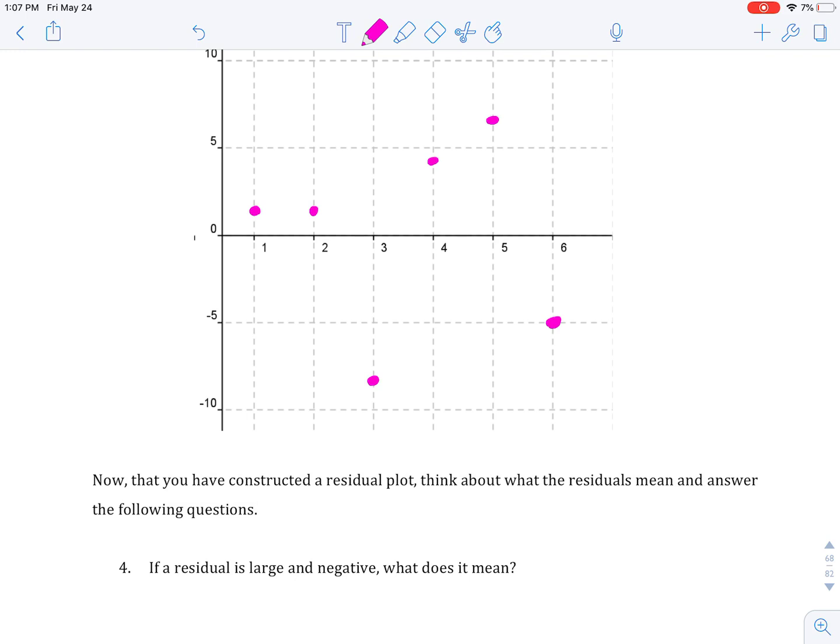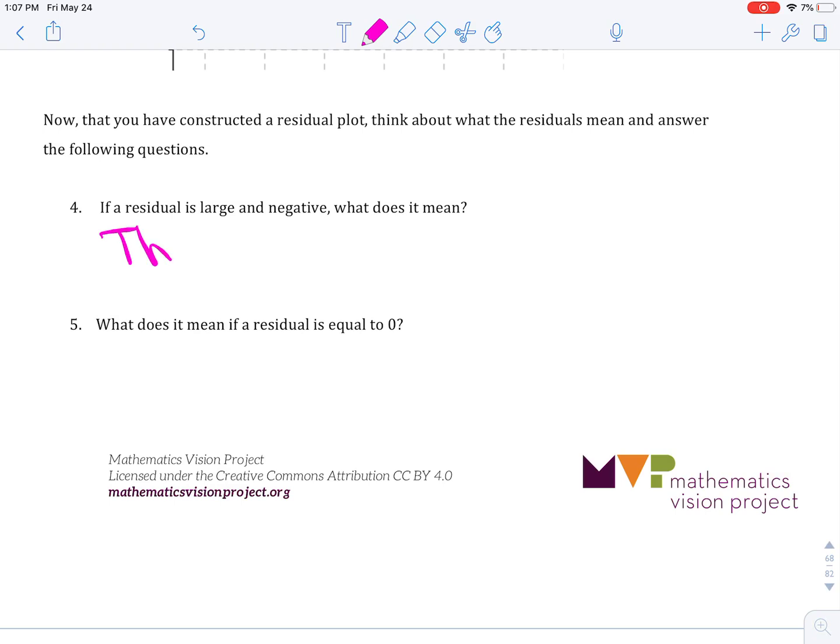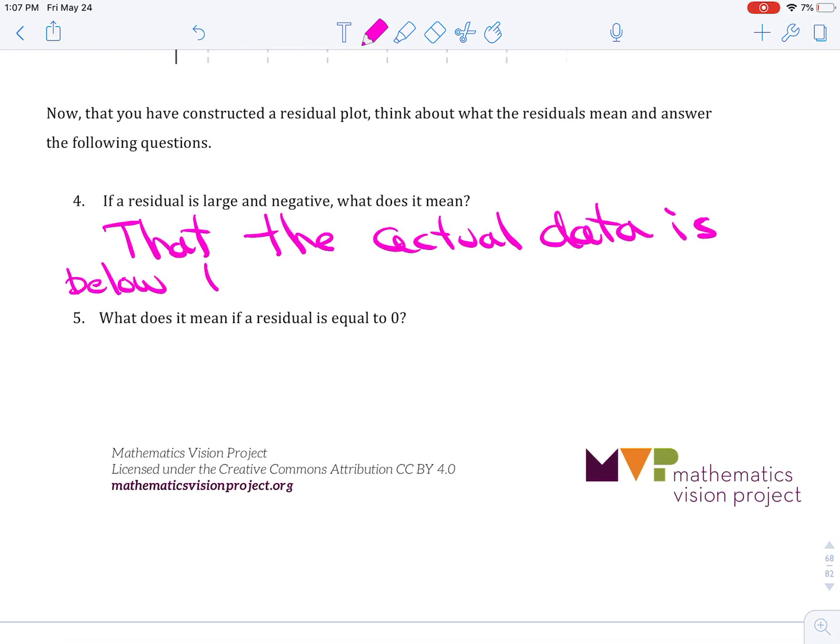Think about what the residuals mean and answer the following questions. Okay, I'll put your name on the candy list if you can get these. If a residual is large and negative, what does that mean? Ideas? Well, that would mean that the actual data is below the regression line.